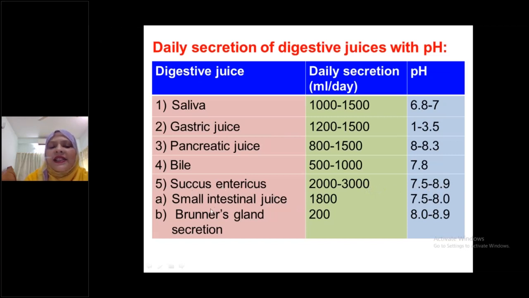Under succus entericus, see here, 2 things are involved: small intestinal juice 1800 ml and Brunner's gland secretion 200 ml. Small intestinal juice pH is 7.5 to 8 and Brunner's gland pH is 8 to 8.9. So you can tell here 7.5 to 8.9 as the physiological range for succus entericus. These are the digestive juices and their daily secretion.